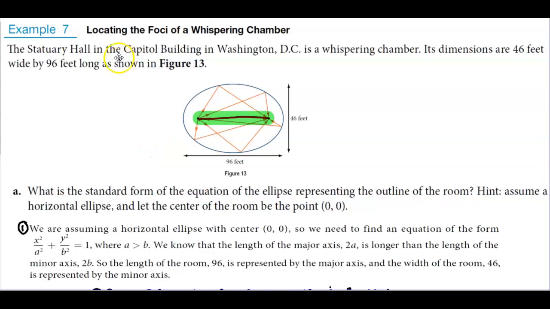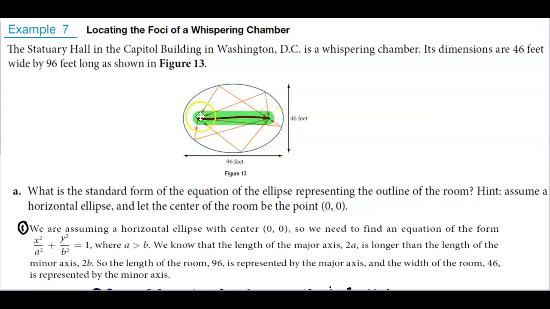For example number 7, we're located in the foci of a whispering chamber. Statuary Hall in the Capitol building in Washington, D.C. is a whispering chamber. Its dimensions are 46 feet wide by 96 feet long as shown. So if you look at these dots here, they are the focus. So you have a focus here and a focus here, which is called the foci, the plural word.